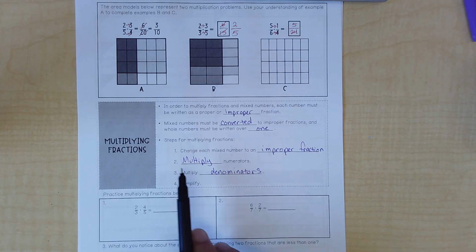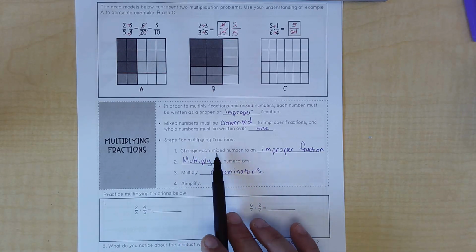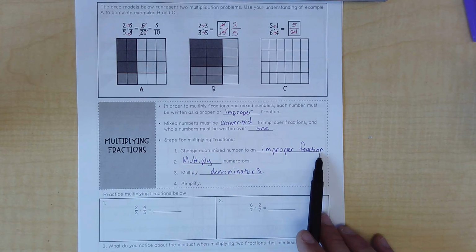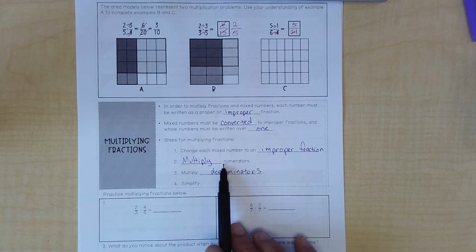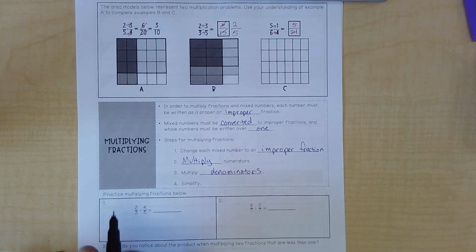Then we have some steps for multiplying fractions, okay? Change each mixed number to an improper fraction. Multiply numerators, multiply denominators, simplify. Okay, so we're going to do that with our first one here. I'm going to write them just a little bit bigger so it's easier for our eyes.